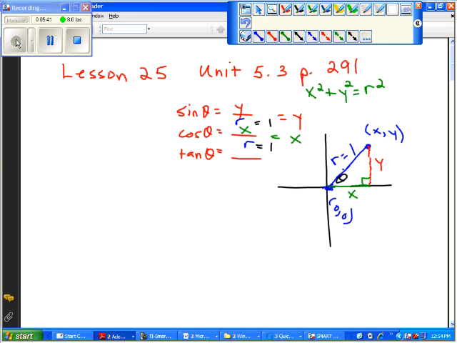So in the unit circle, having an angle in standard position with a radius of 1, we could then say that the x-coordinate of the point is cosine theta, and the y-coordinate of the point is sine theta. And so we're writing the coordinates of the points in terms of trigonometric ratios. Okay?